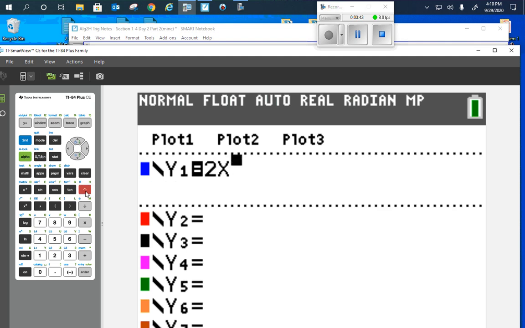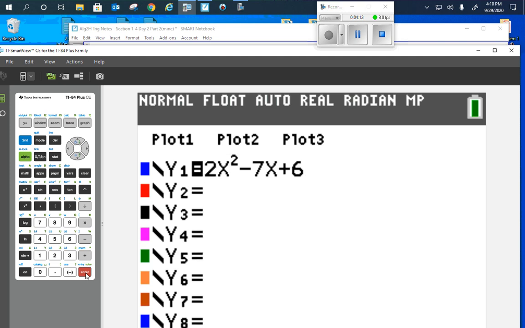Let's raise it to, okay, so that button, the second. And now you notice that arrow. On this one, if you keep typing, it's going to stay in the exponent. So if you push the right arrow up here, that will now bring it back down so that you can now type minus, which is your subtraction key, 7x plus 6. Okay, push enter.